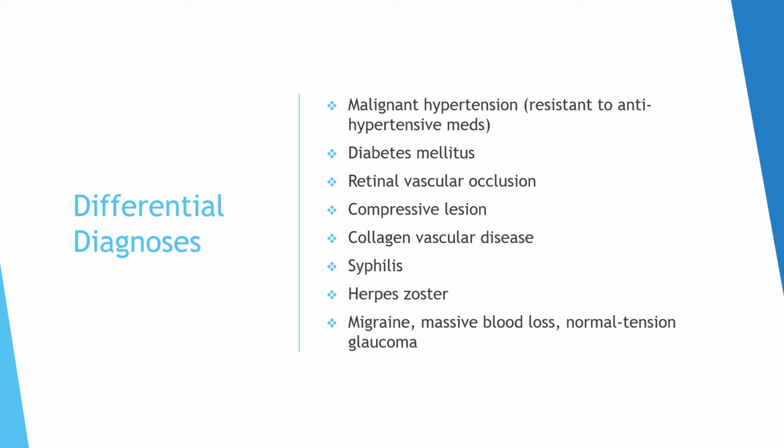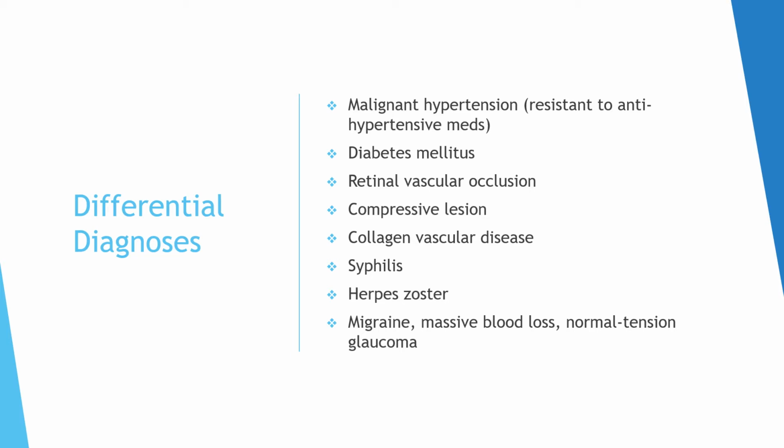Welcome back. We will continue with the differential diagnoses of the presentations of AAION. With these symptomatologies, AAION has a lot of differential diagnoses. It can be malignant hypertension, which is resistant to a lot of hypotensive meds. There could be diabetes mellitus, retinal vascular occlusion, the BRAO, compressive lesion from the back of the eye. There can be collagen vascular disease, always syphilis, as well as herpes zoster.